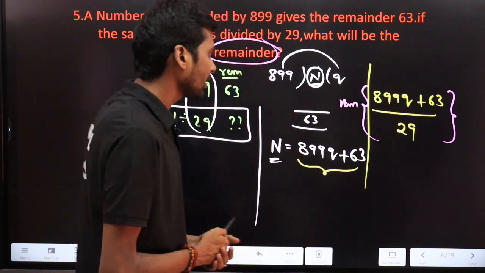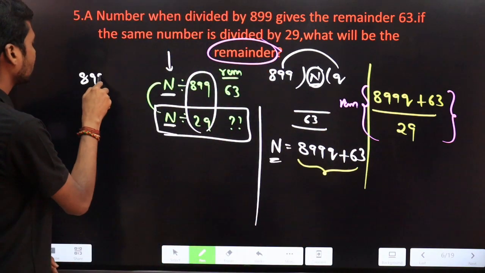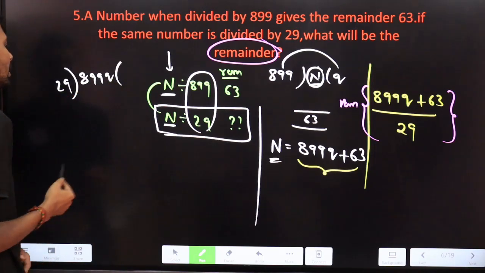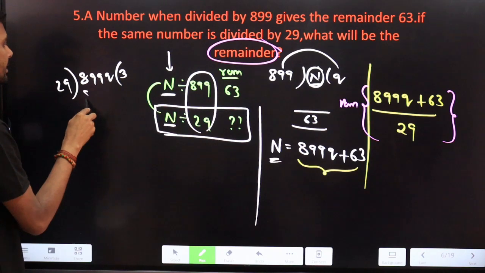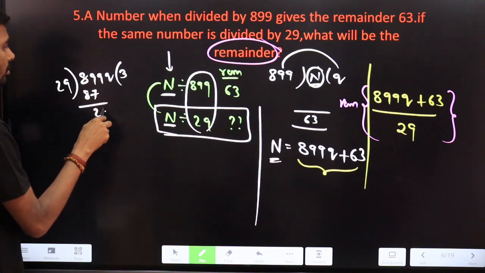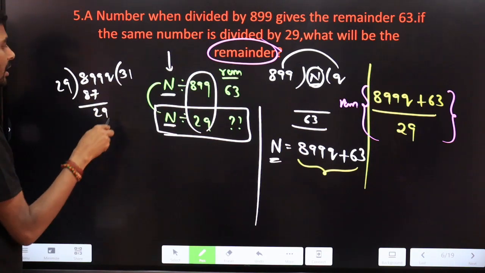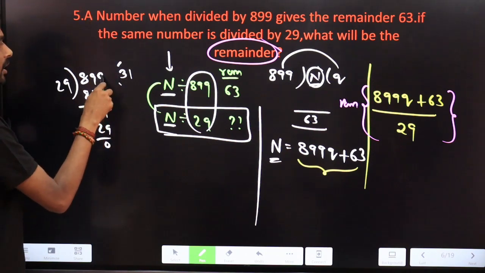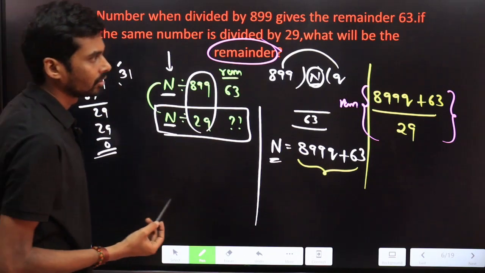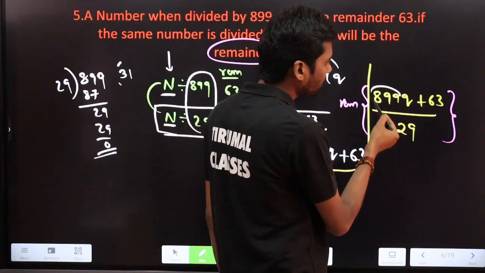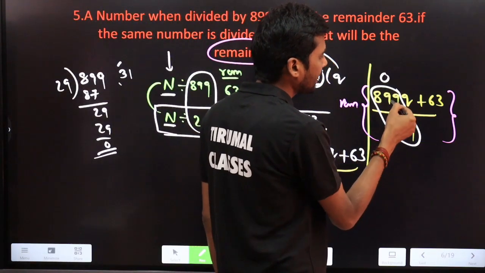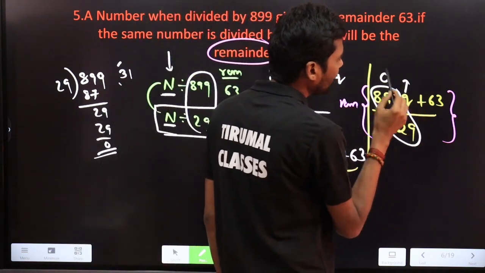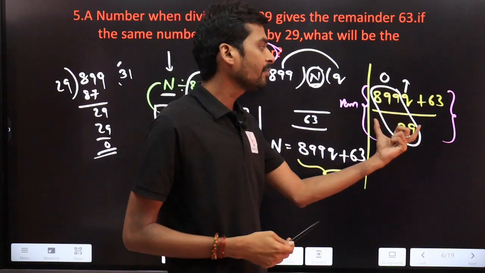So first you take 899q divided by 29. Okay, 29 3s are 87, remainder is 2, 9 you can carry down. 29 1s are 29, so 0. Q you can take later. So anyway, what is the remainder we'll get? 0. Since 899 by 29 leaves 0, even for any value of q, the final remainder is what?